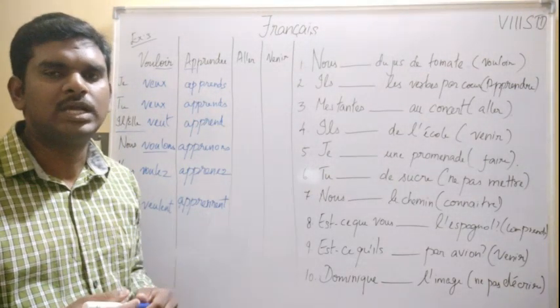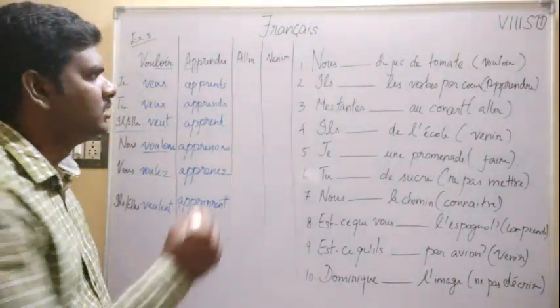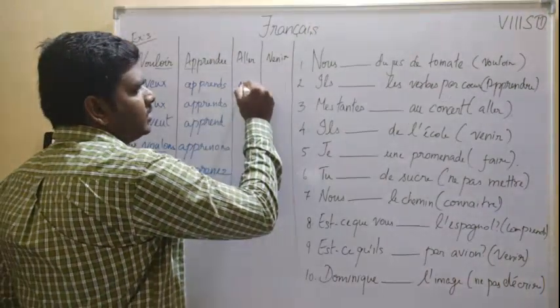Next we will go to the aller verb. You have been learning the aller verb from 6th standard, so it will be very simple for you. Okay. Je vais.